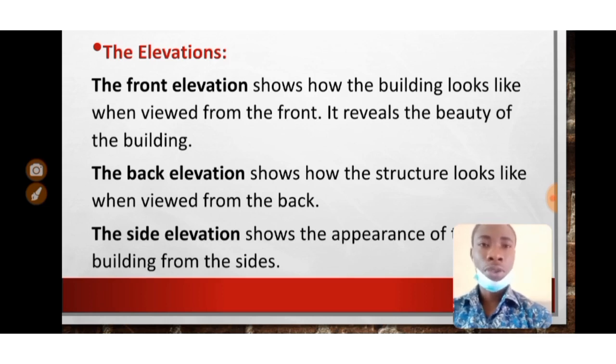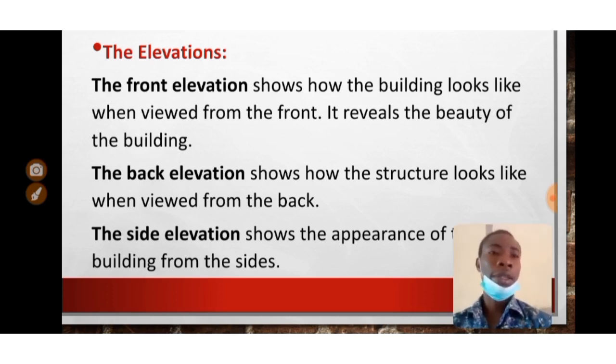The elevations. You have the front elevation, which shows how the building looks when viewed from the front. They say it reveals the beauty of the building. When you view it from the front, how does it look? Number two, you have the back elevation. In one of the WAEC years they asked the students to draw the rear elevation, and it brought about confusion. I remember the last set, it was confusing.